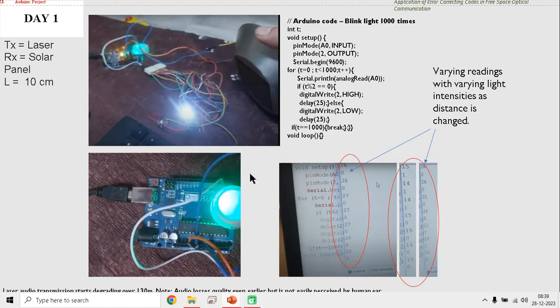The equipment we have. So what we are doing here is we are transmitting light from the Arduino board. The light is transmitting through the laser connected to the pins of the Arduino board. The Arduino board is programmed to send bits. Those bits will turn the light on and off. You cannot see the light being switched on or off because it is at a very fast rate. And when we increase or decrease this distance, the voltage level increases and decreases. So these readings are with varying light intensities as the distance is changed.